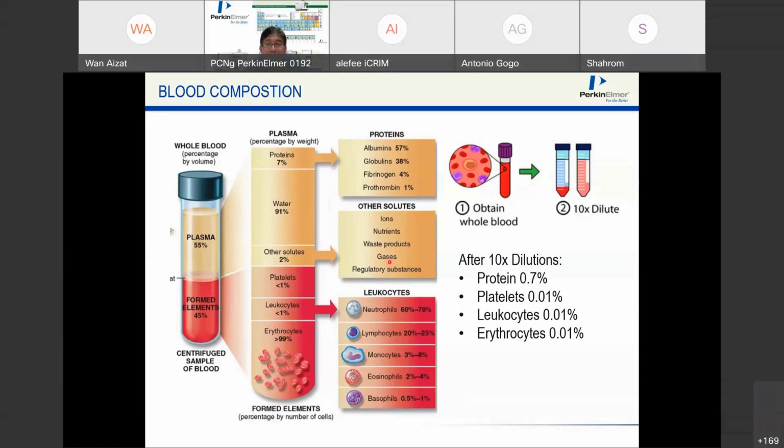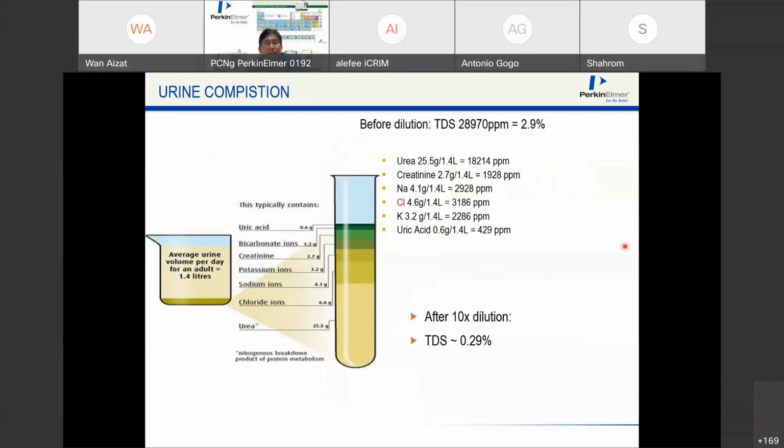It can be 10 times dilution, or you can put it into the microwave to make the sample cleaner. So that is the blood sample composition. It's complex. Next is the urine sample. You can see the urine sample has very high total dissolved solids, 2.9%. In fact, a normal standard ICP-MS can stand about 0.4% total dissolved solids.